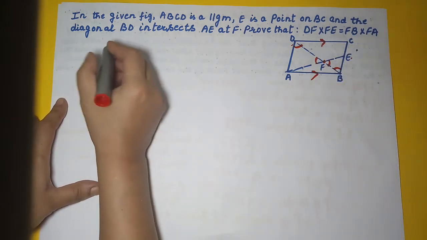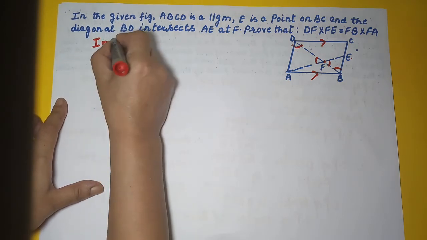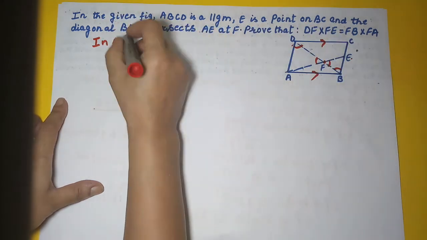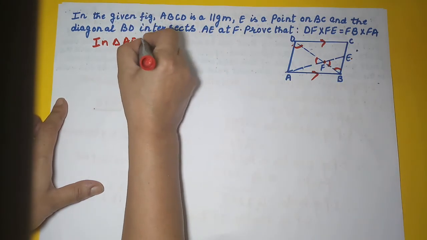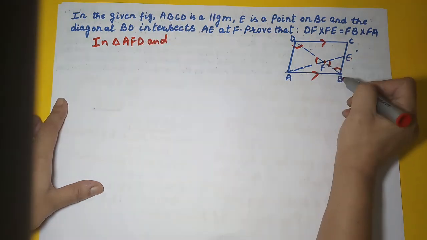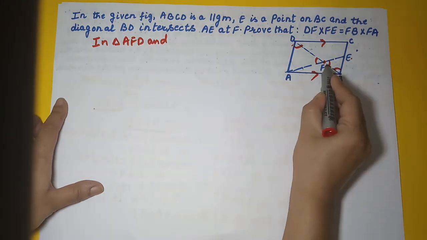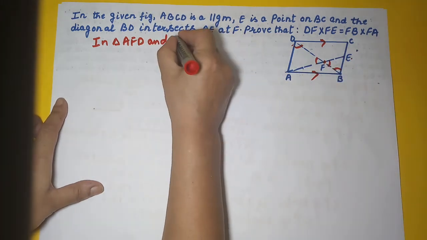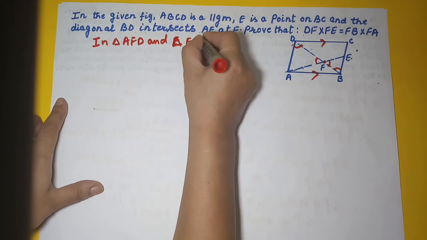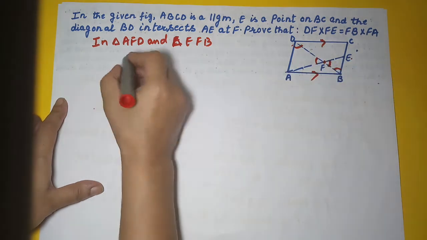So let me choose the triangles. So we will take in triangle AFD and then EFB, right? Because D goes with B and F is in the middle. So, and E and triangle EFB. Okay. Tell me now which two angles are equal.